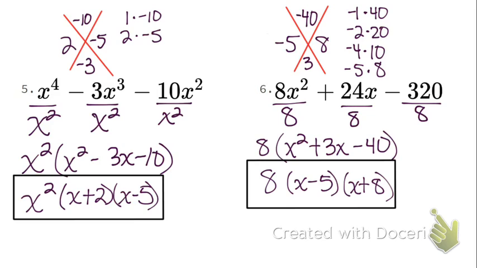On number 6, the only thing we could factor from every term was 8. So that GCF stayed outside my parentheses the whole time. What was left over, I factored with my x method again. And again, because my middle term was positive, or I'm trying to add up to a positive, I knew that my bigger factor had to be positive. So -5 and +8.